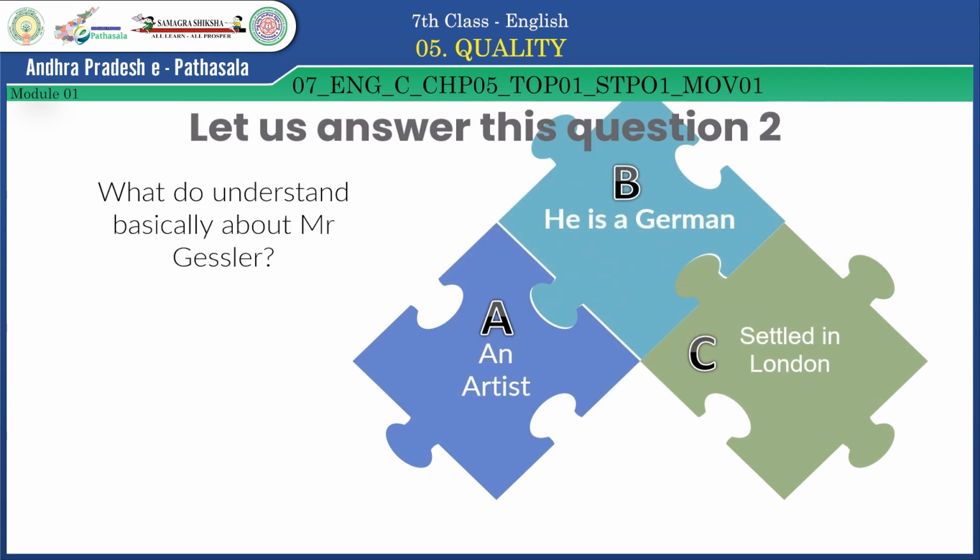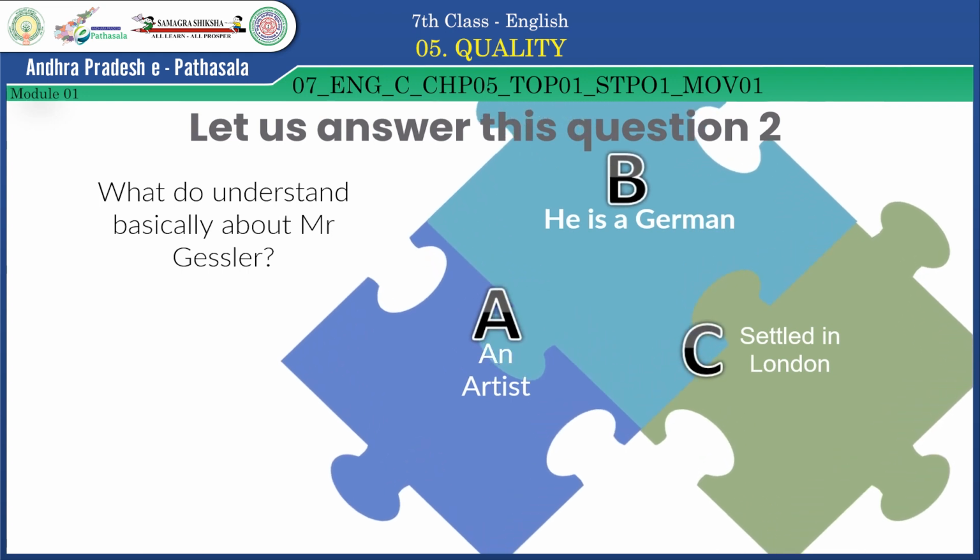Now let us answer this second question also. What do you understand basically about Mr. Gessler? Option A, an artist. Option B, he is a German. Option C, he is settled in London. Your time starts now. Yes, you are right. All the options are correct. We understood that Mr. Gessler is an artist, he is a German, he is settled in London.